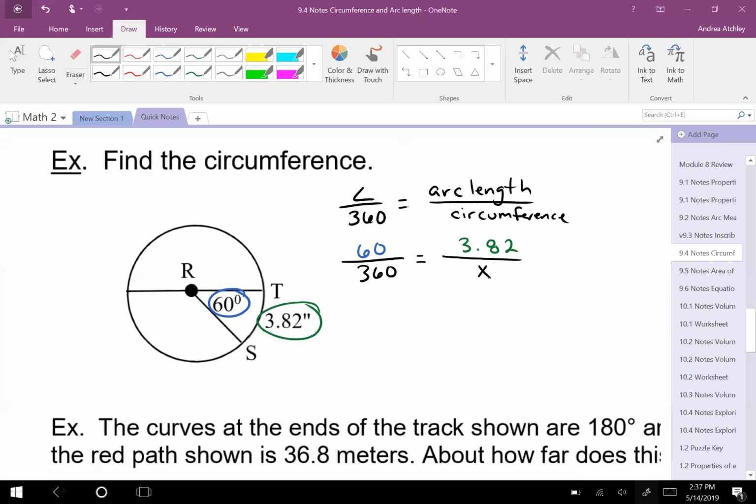Okay, come up with your answer for me, please. X ended up being 22.9. That's the answer. That's their circumference, and it was inches.